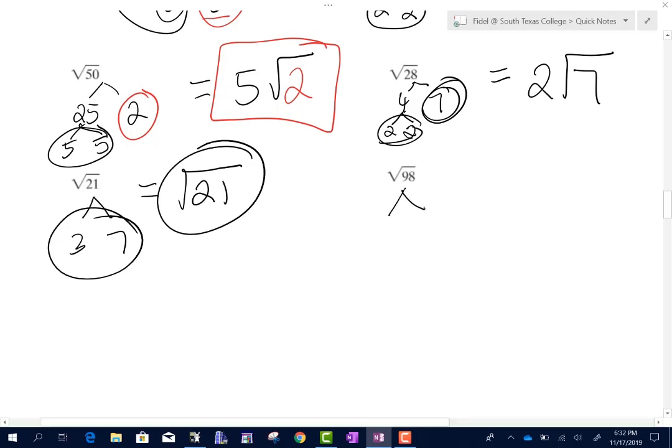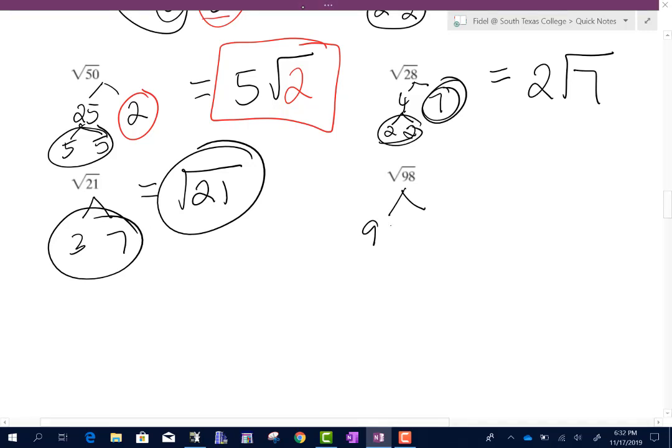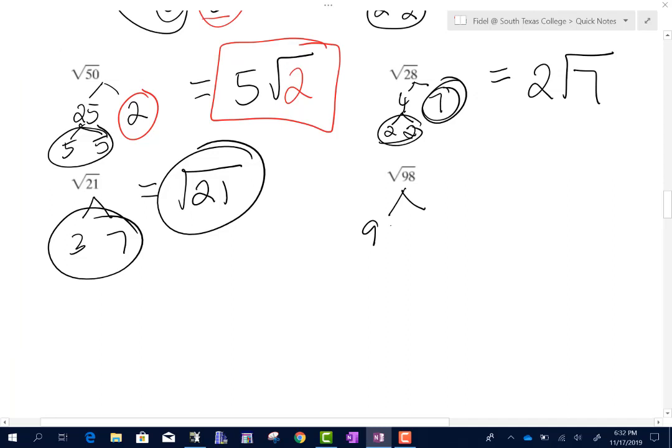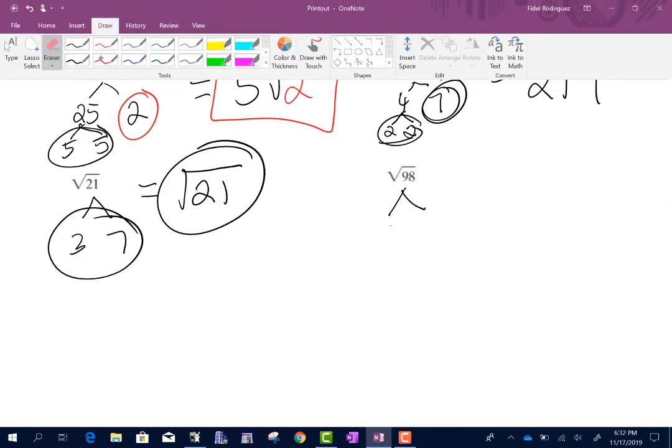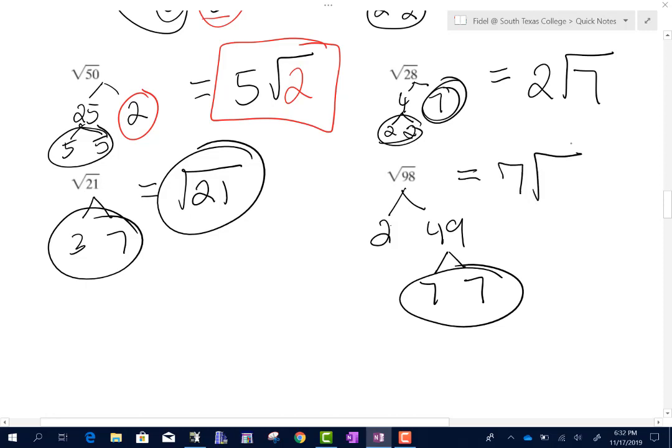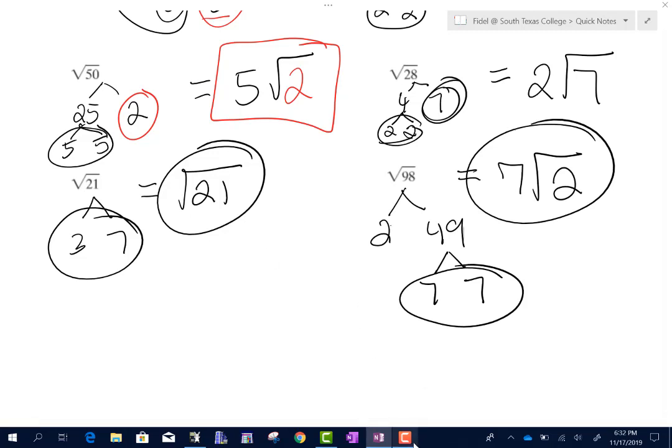All right, next one here, 98. 98 is 2 and 49. 49 is 7 and 7. So I have a pair of the number 7s, and I only have one 2. And that, guys, is section 9.2. It's a pretty short section, okay?